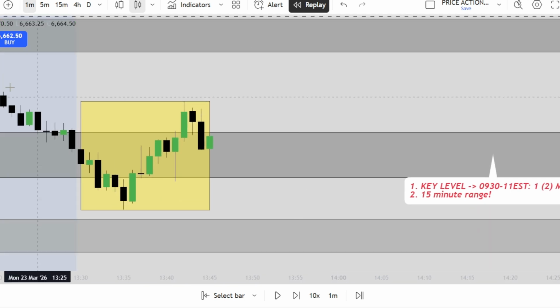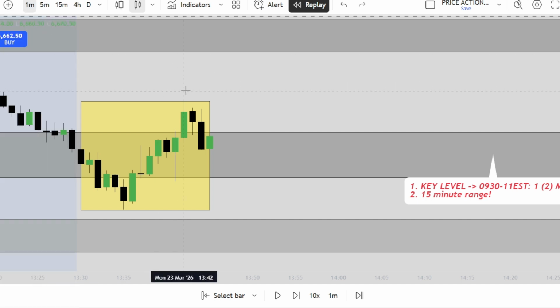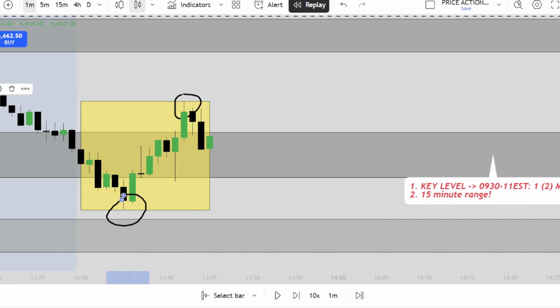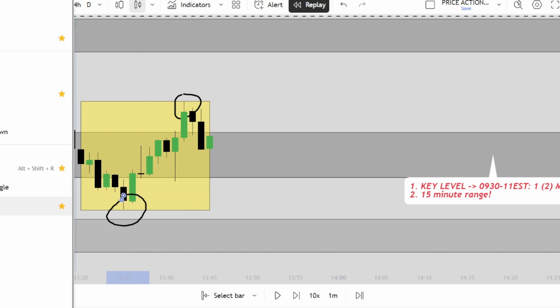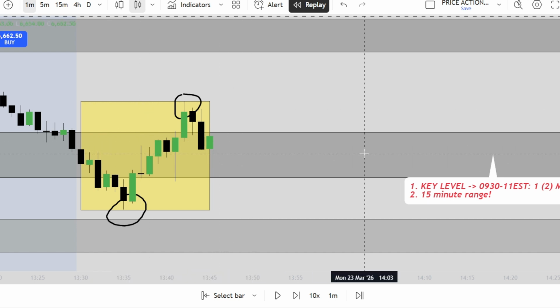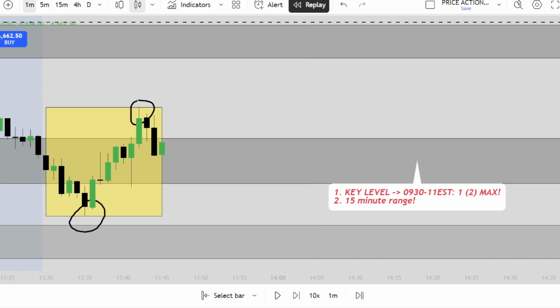Now, what's important to understand here is we want to understand what was going on at the top and the bottom of that 15-minute range. It's very important. And most importantly, we want to understand which direction the breakout's going to occur, because the breakout occurs from the level. Nowhere else, right? We're not looking for this, right?